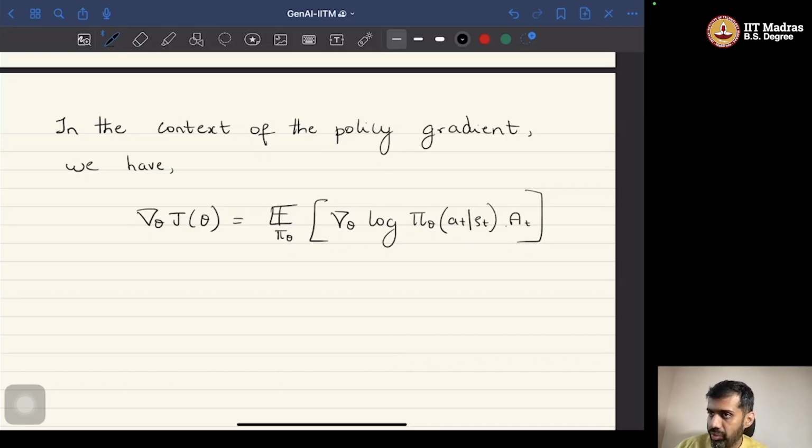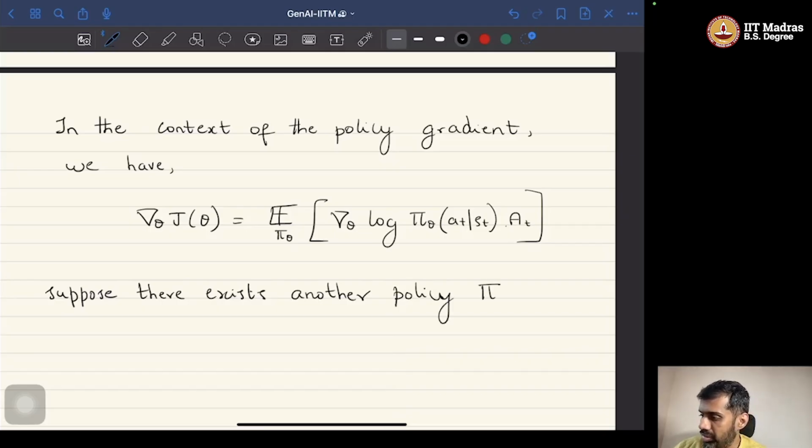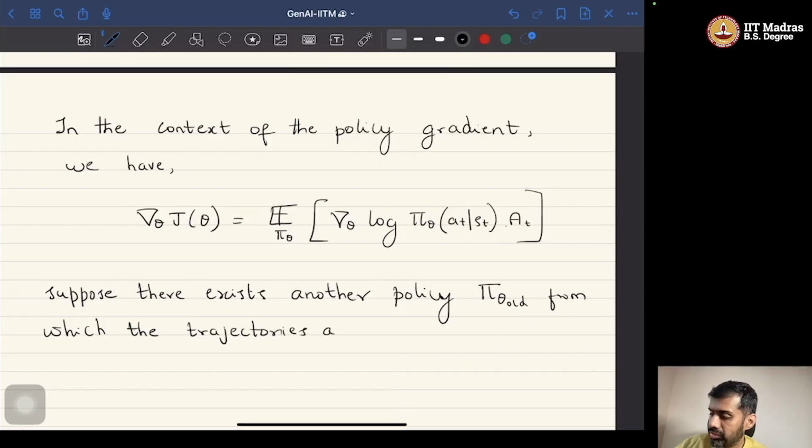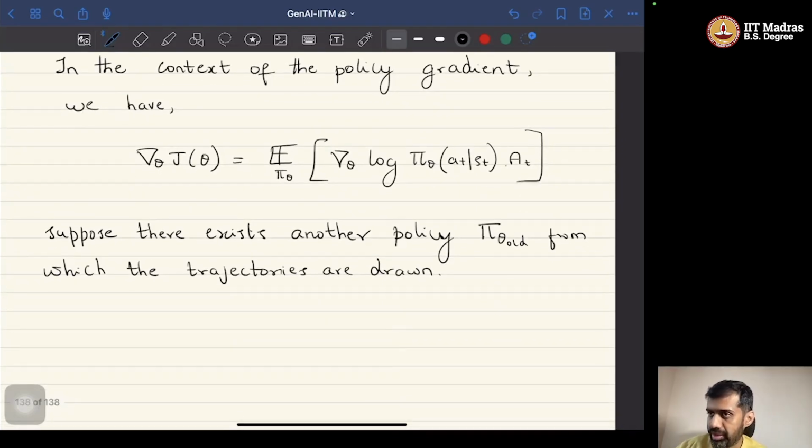Now suppose there exists another policy, pi theta old, from which the trajectories are drawn. Okay. Now applying the idea of importance sampling, what do we have?